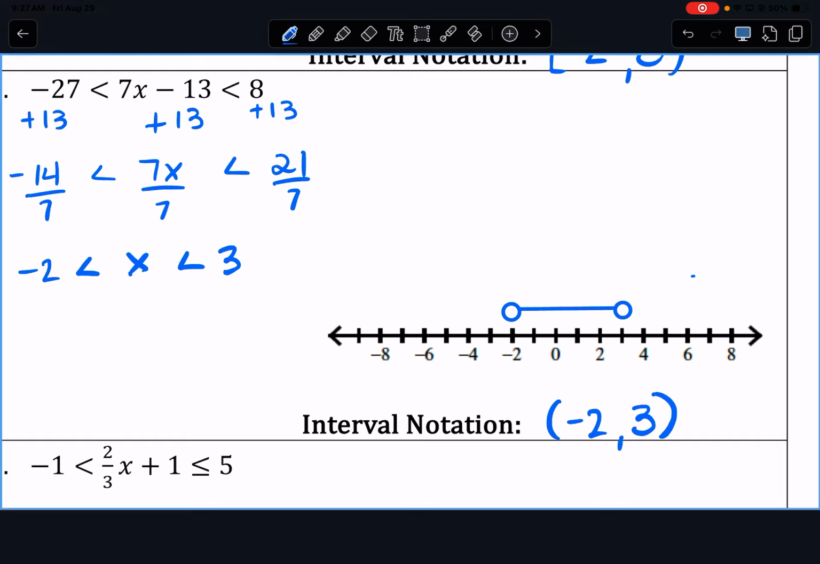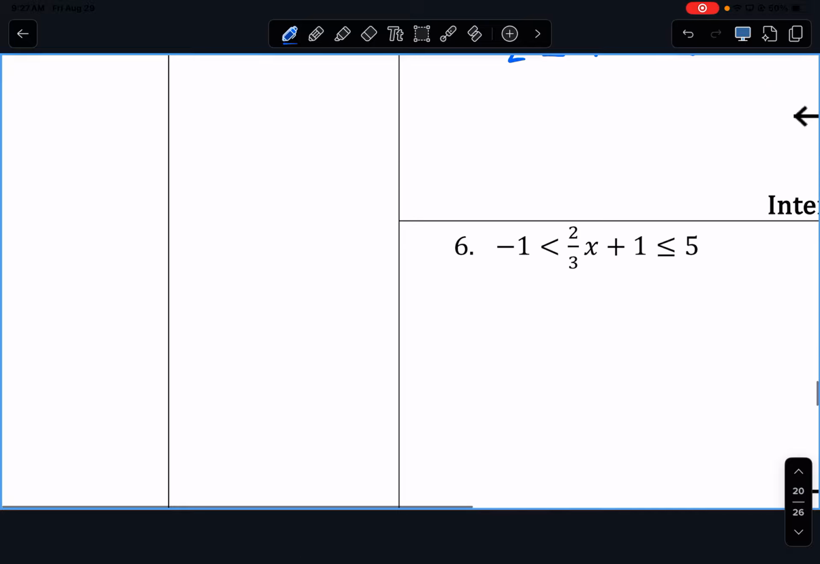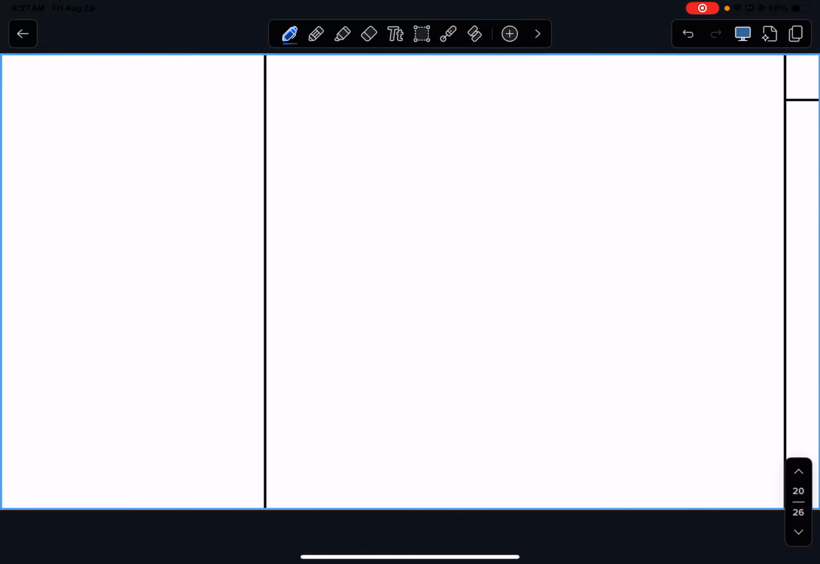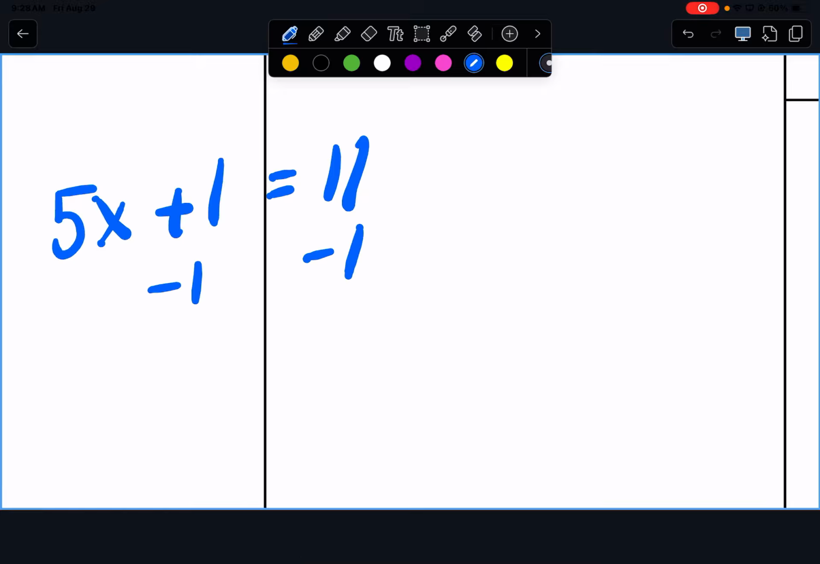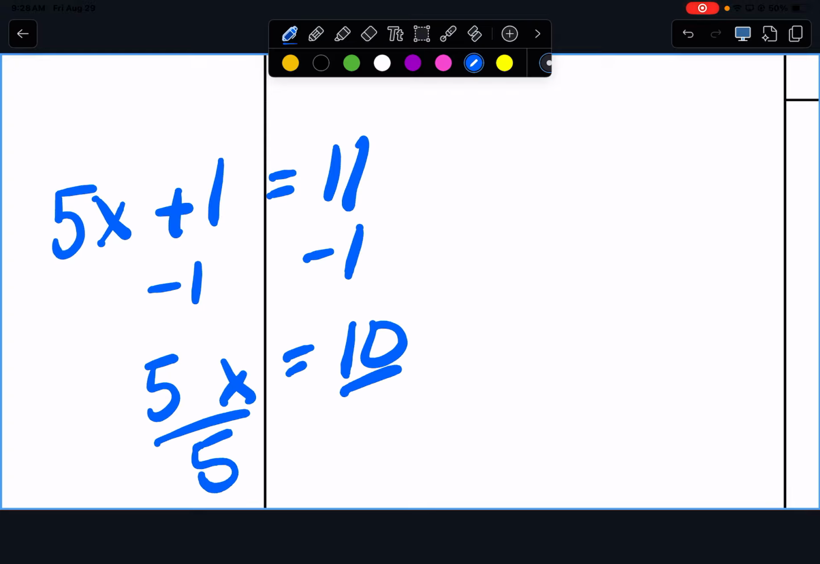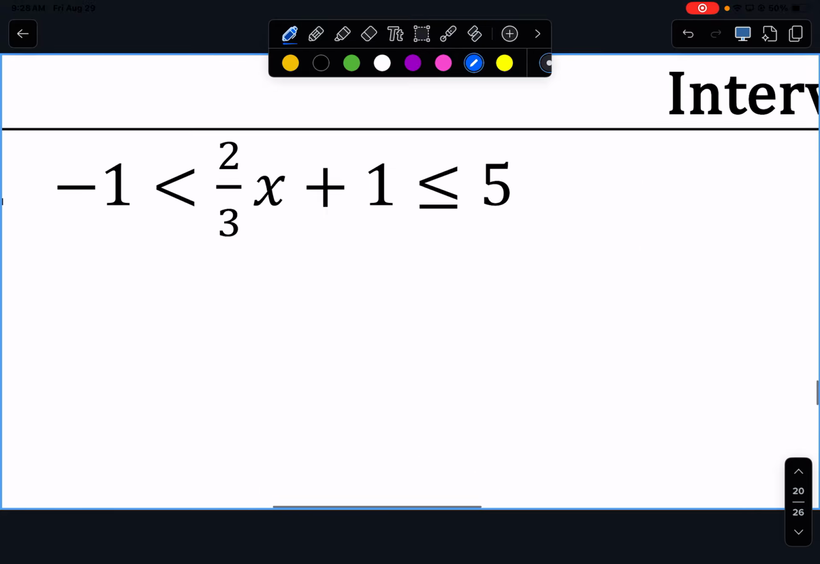Okay, before we do number 6, I want us to look over something. You do not have to write this. In fact, it probably will confuse you if you write it. If I give you this question, 5x plus 1 equals 11, how do I solve it? -1. And so I get 5x is equal to 10, divided by 5. Okay, that same strategy is what we use here.